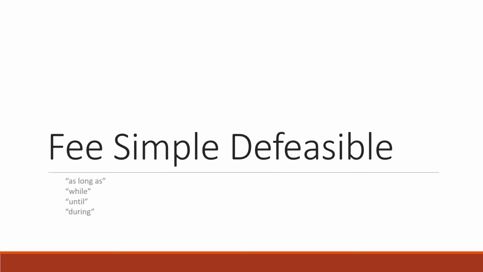So how do you know if you have a fee simple defeasible? Well, you'll know because there will be the following words. It would either say as long as, while, until, or during. If you see these trigger words, you know you have a fee simple defeasible.